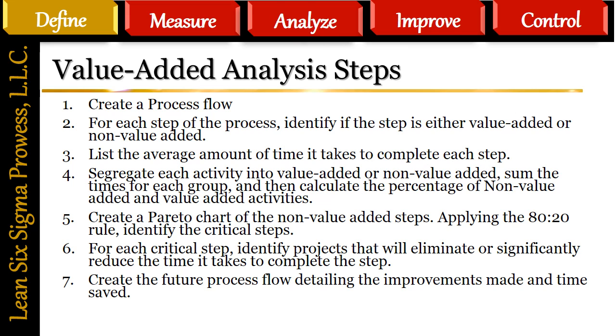4. Segregate each activity into value-added or non-value-added, sum the times for each group, and then calculate the percentage of non-value-added and value-added activities. 5. Create a Pareto chart of the non-value-added steps. Applying the 80-20 rule, identify the critical steps. 6. For each critical step, identify projects that will eliminate or significantly reduce the time it takes to complete the step. 7. Create the future process flow detailing the improvements made and time saved.